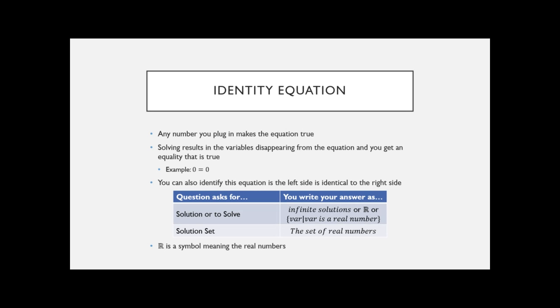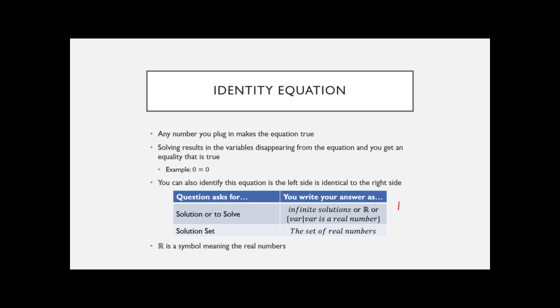Or sometimes you'll get 10 equals 10. You get something where both the left side and the right side are equal. So when that happens, it's an identity equation. And so that means it doesn't matter what x is, because when you solve it disappeared, it's always going to be true. It's always a true statement. So there are different ways that you can write your answer. So you can write that there are infinite solutions, or we have this symbol R.